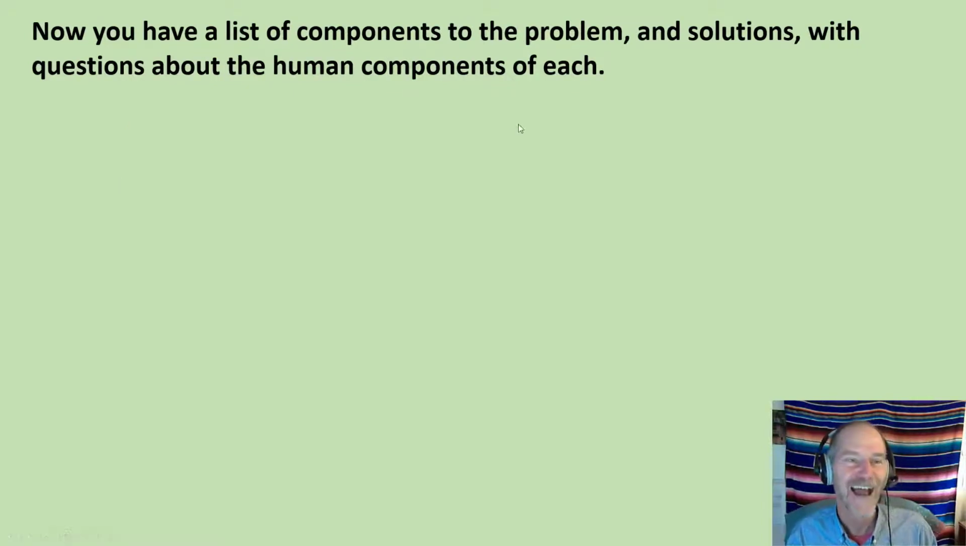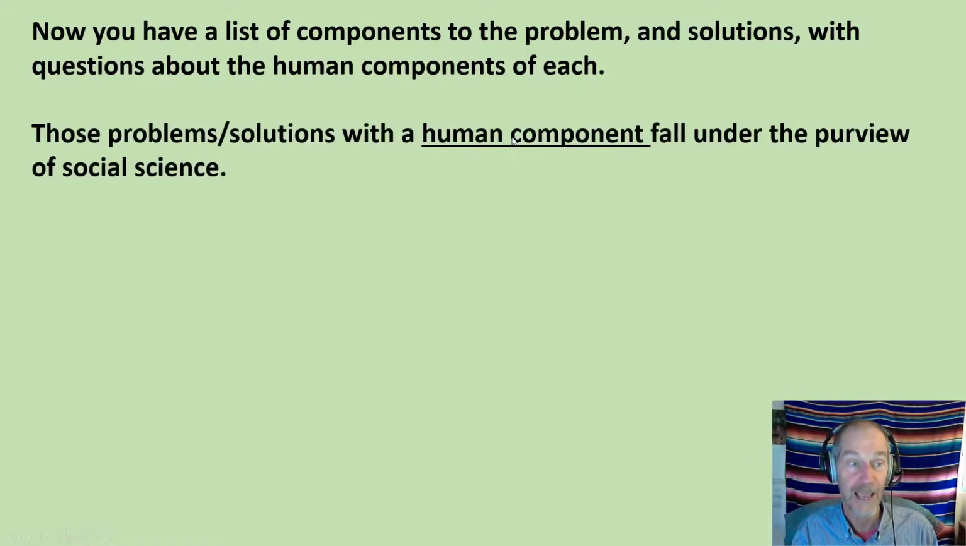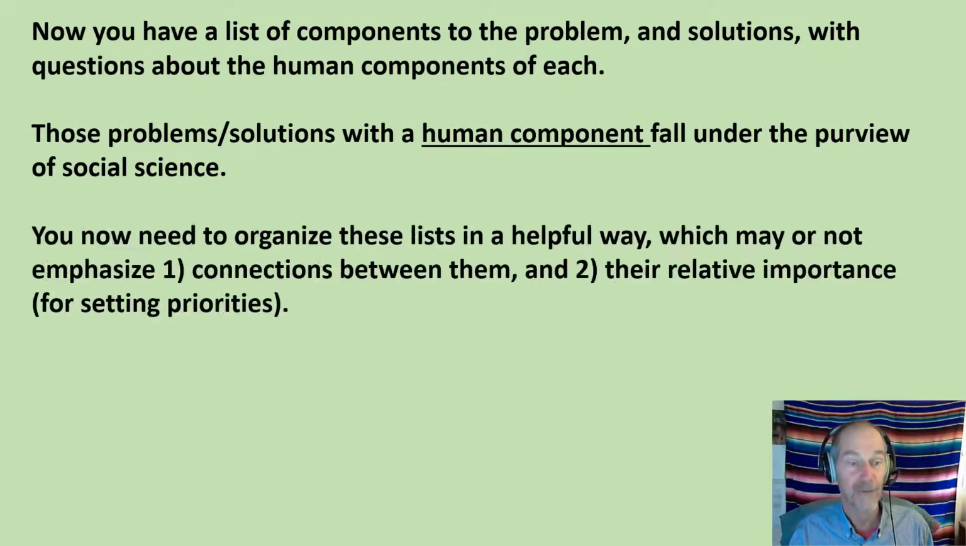All right. Anyway, you now have a list of components of the problem, check, and a list of possible solutions, check, with questions about the human components of each. In that list, there are going to be certain things with a very hefty human component. So not like, I don't know, what are the methods for keeping cattle out of riparian areas? That's not something that has a hefty human component. But backpackers in the area don't like cow poop in their camping areas. That's something that has a social component. So identify those, and now we're going to move into that.